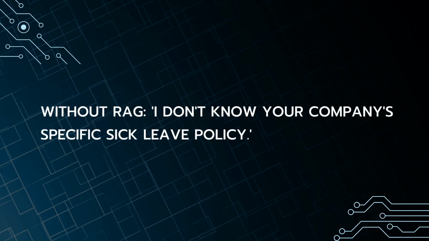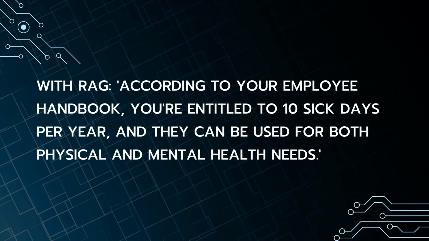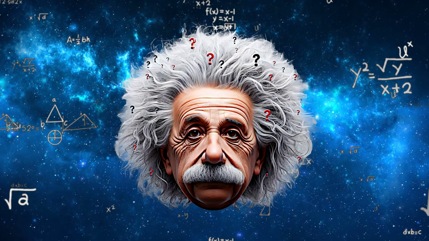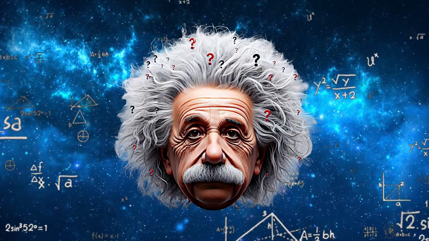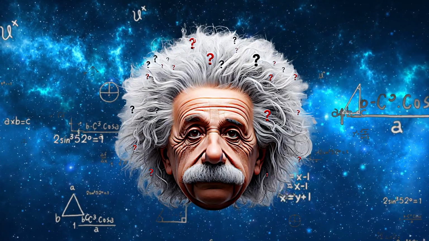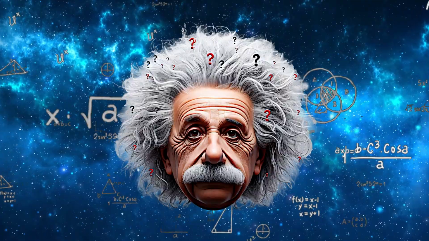So, for example, without RAG, the answer would be, "I don't know your company's specific sick leave policy." With RAG, "According to your employee handbook, you are entitled to 10 sick days per year, and they can be used for whatever they can be used for." So the AI isn't making stuff up, it's pulling exact information from your uploaded documents.